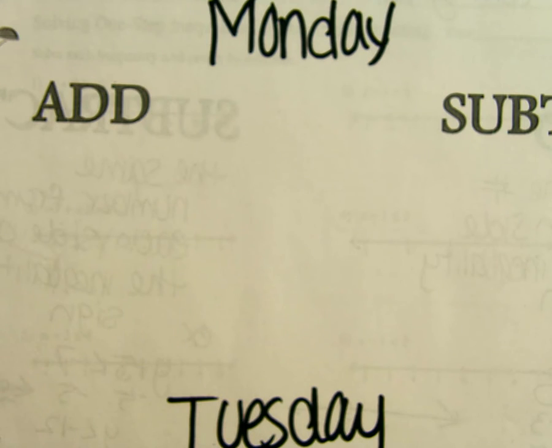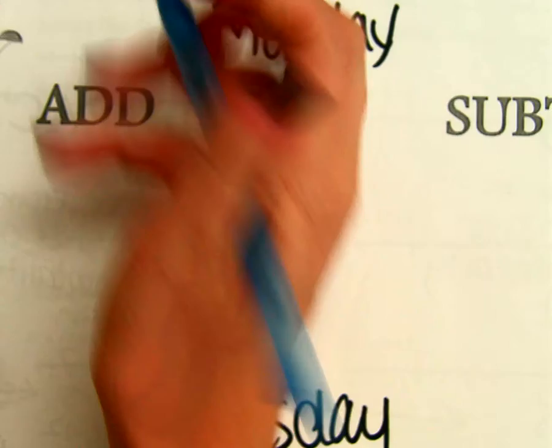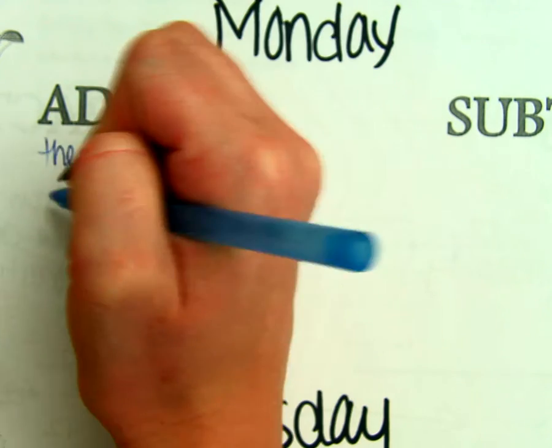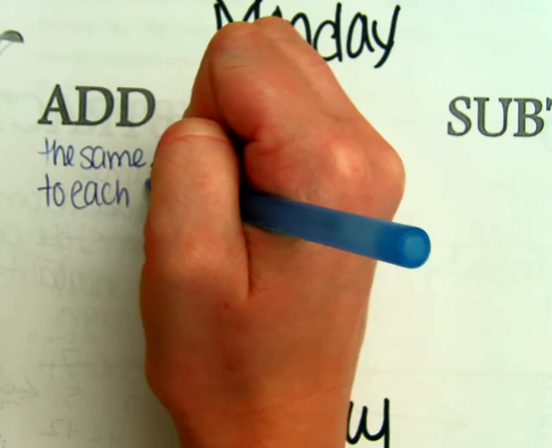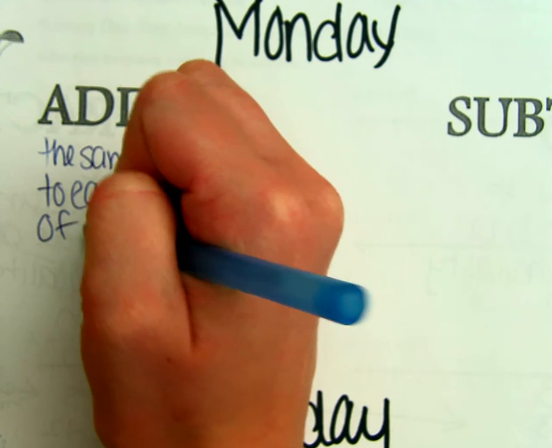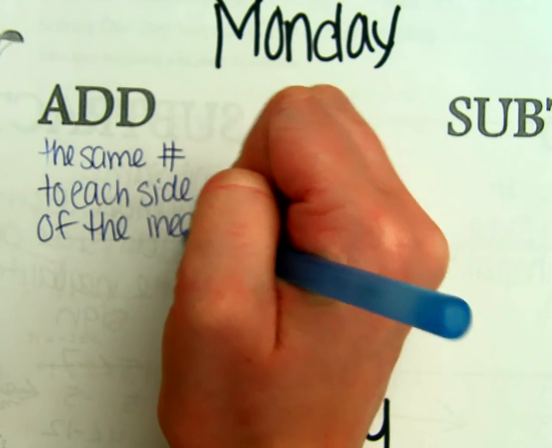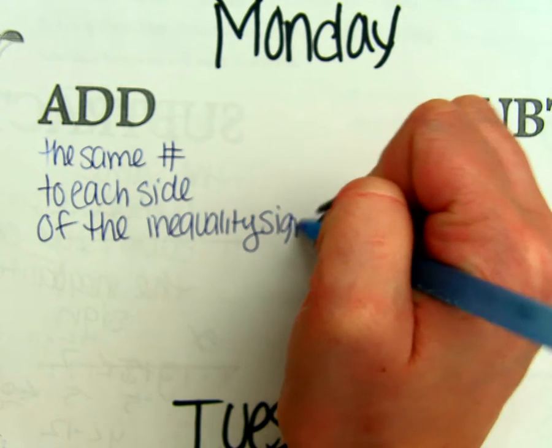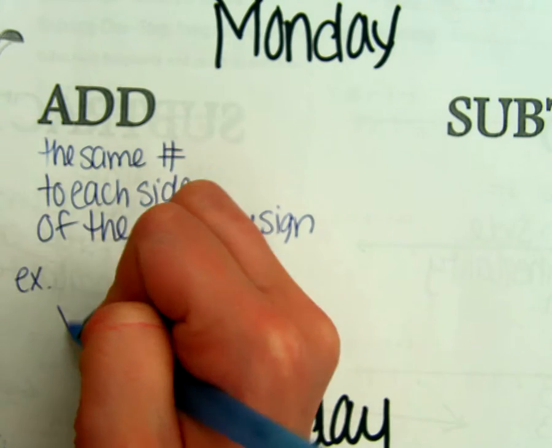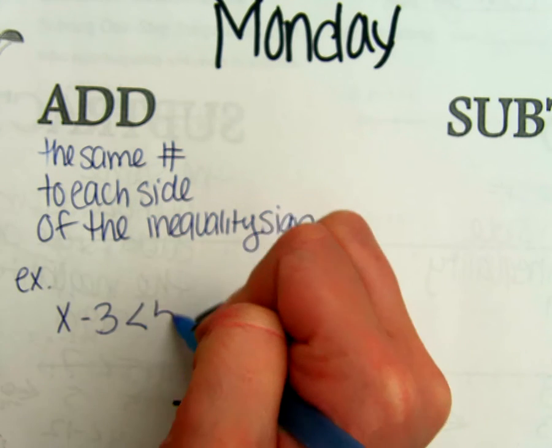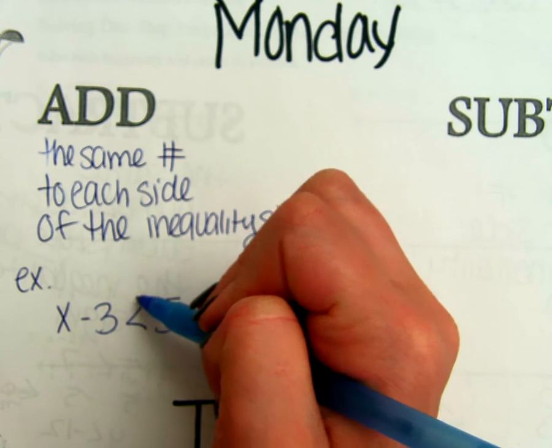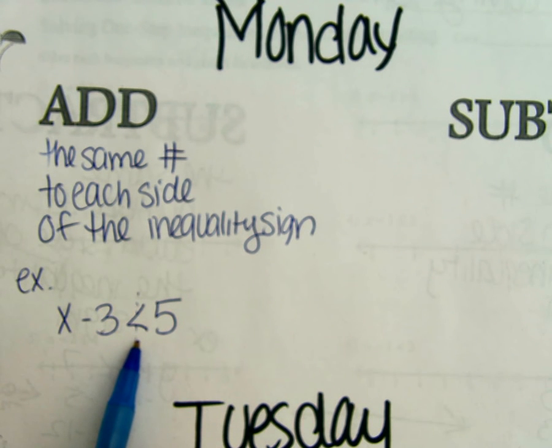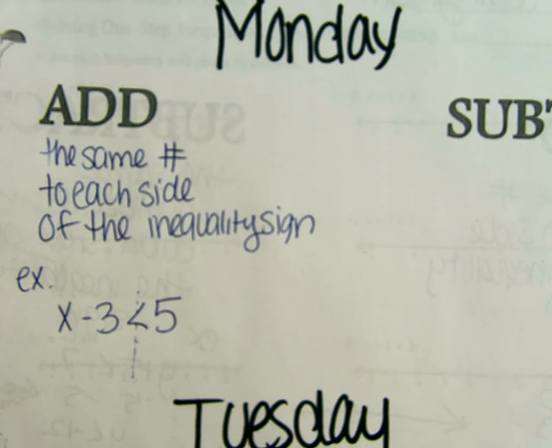When we add, make sure we add the same number to each side of the inequality. For example, if we have x minus 3 is less than 5, when we used to balance equations, we would have an equal sign here instead of a less than sign. The way that you solve them is still the same.